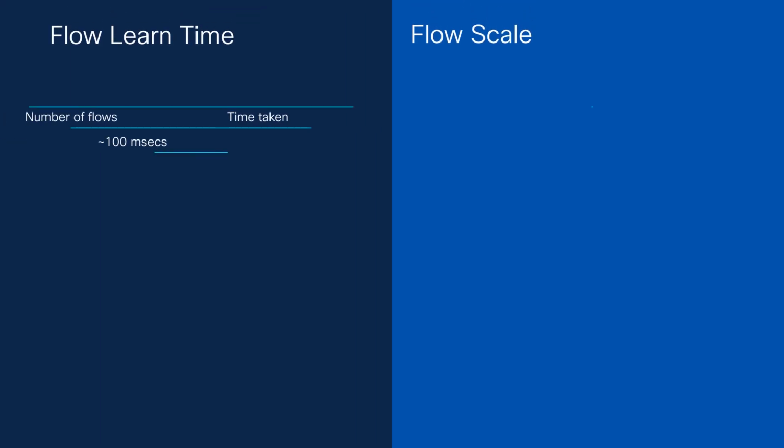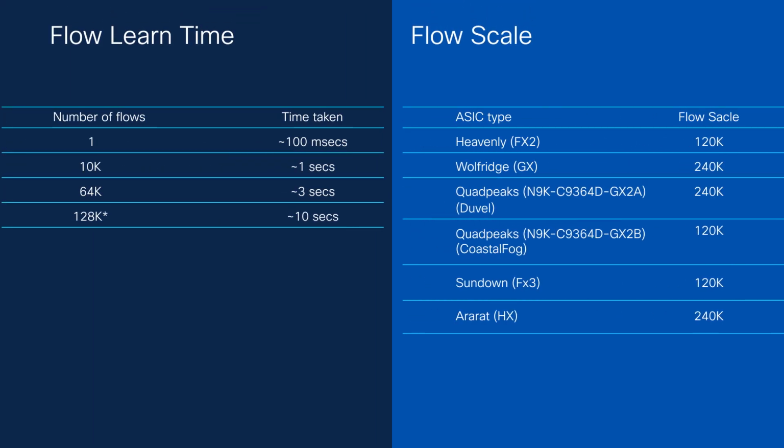So here is a quick snapshot of how much time it takes for the switch to learn the flows as and when they come in on TAPs and SPANs. The table is self-explanatory in nature. For one flow, it takes approximately 100 milliseconds, and imagine you have 128k flows simultaneously coming in, all it takes is 10 seconds to learn the whole 128k flows. It depends on the model you select.